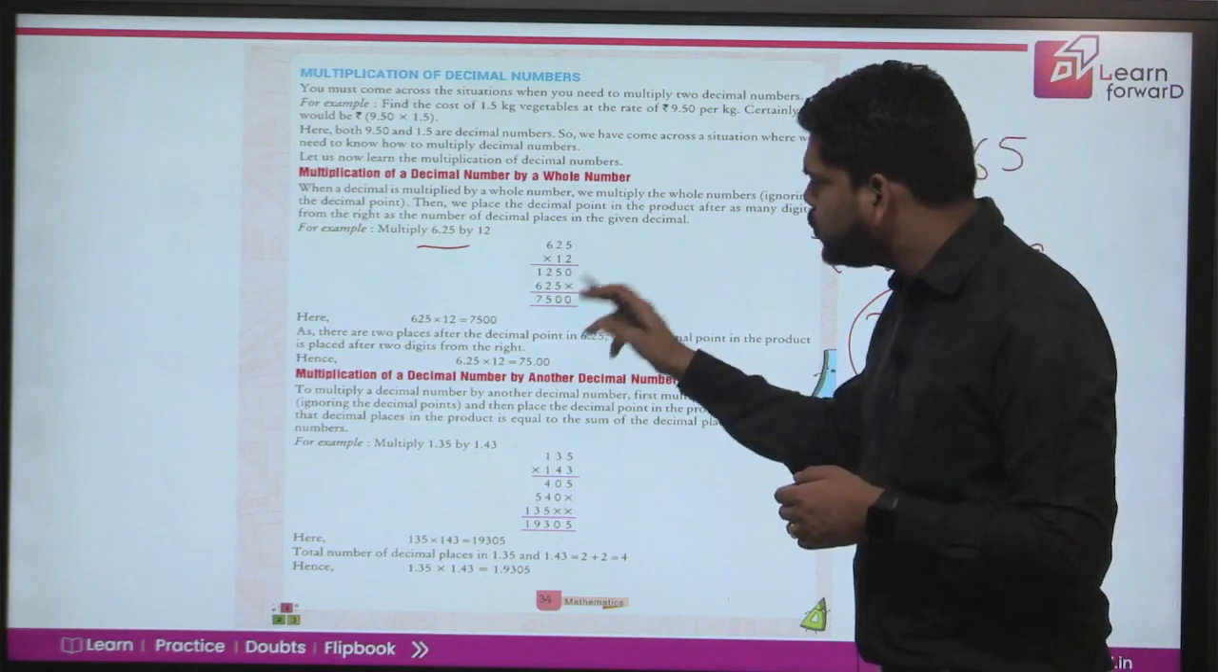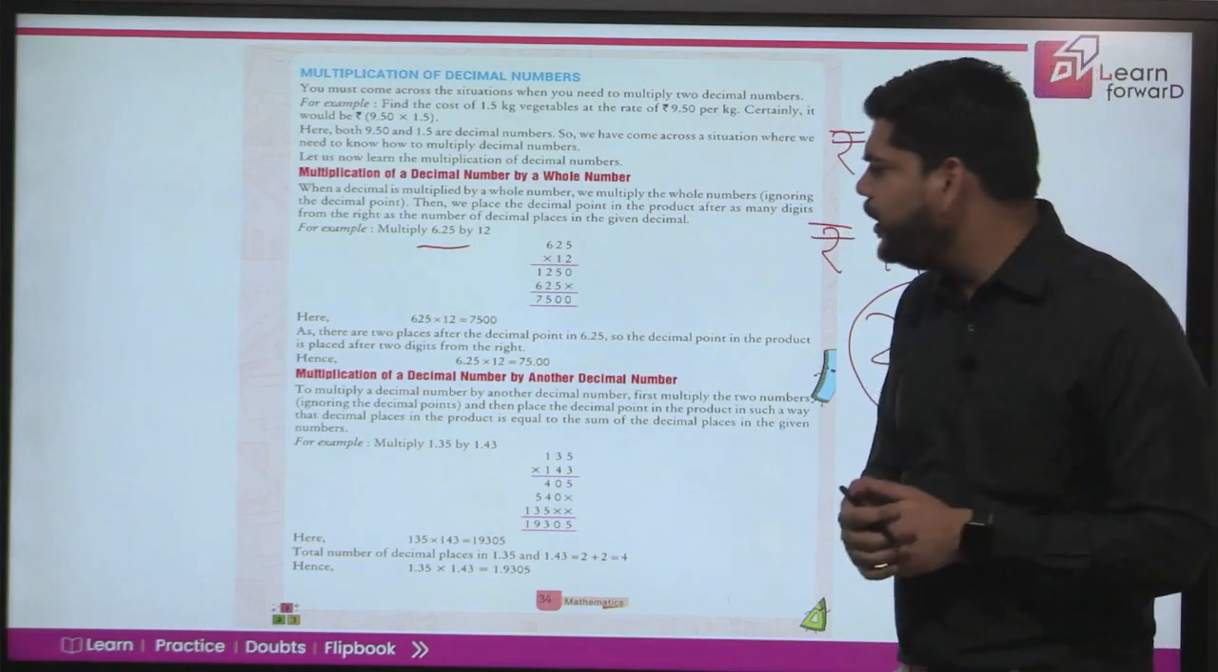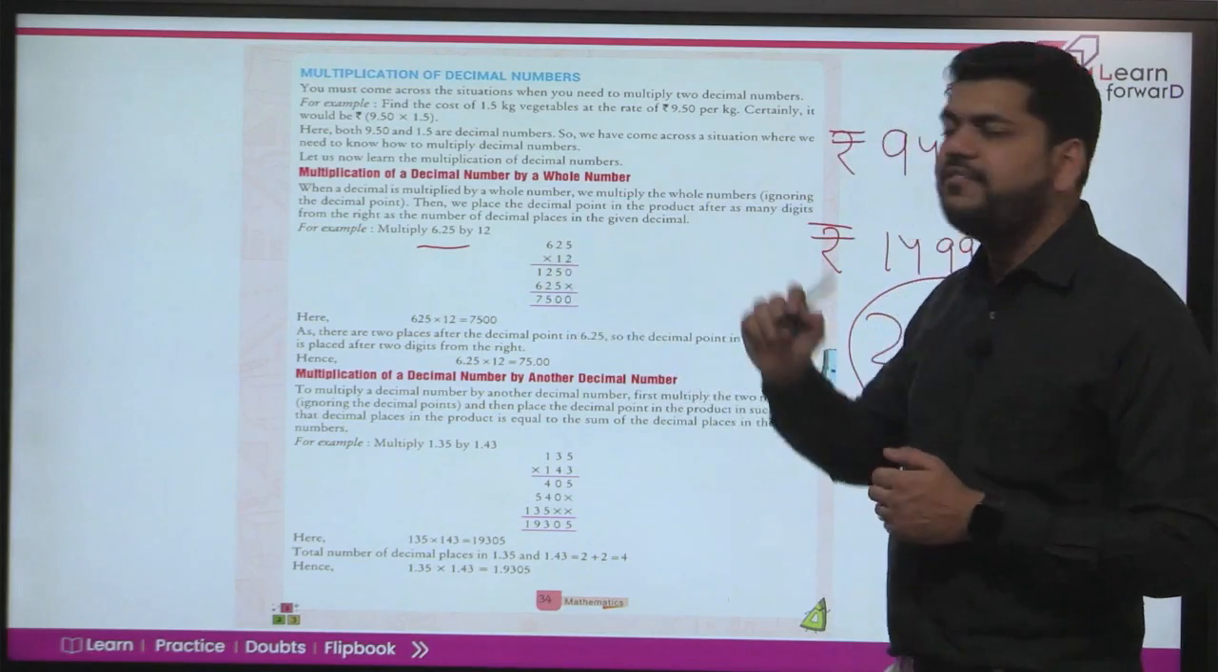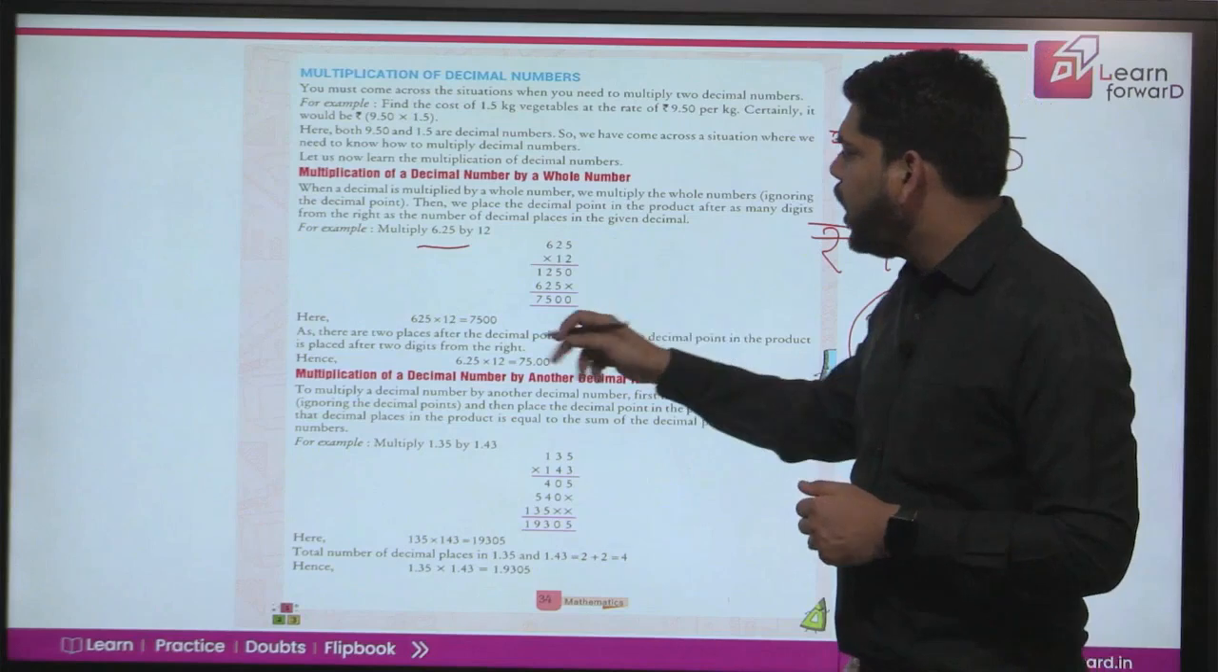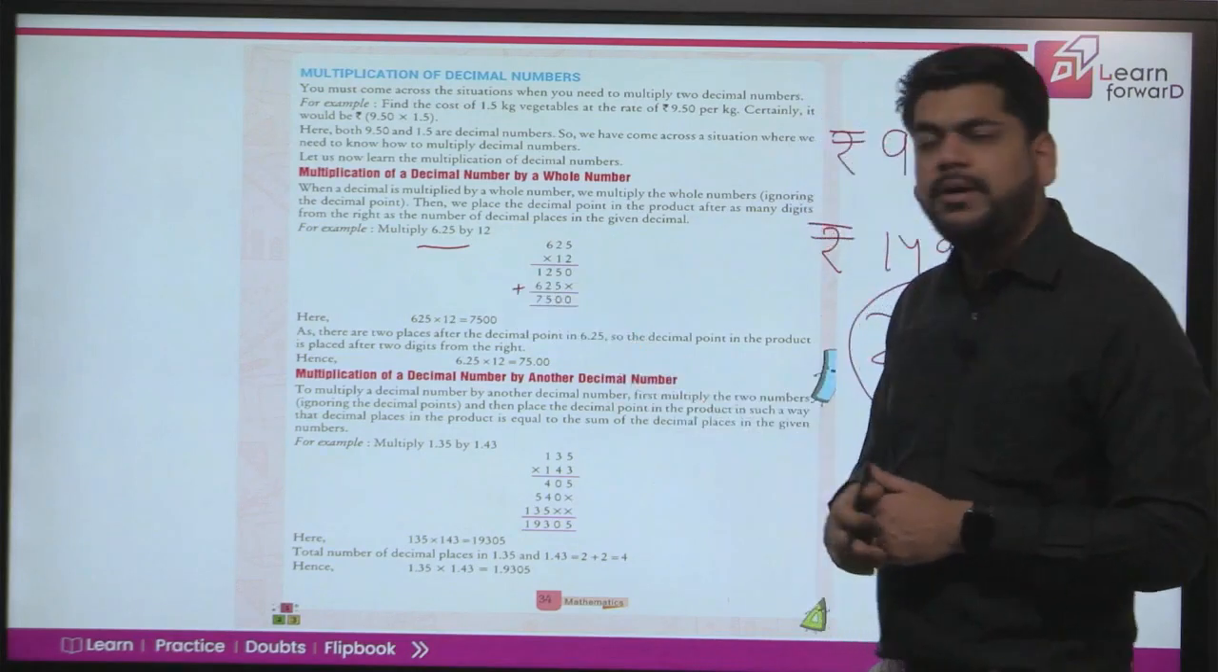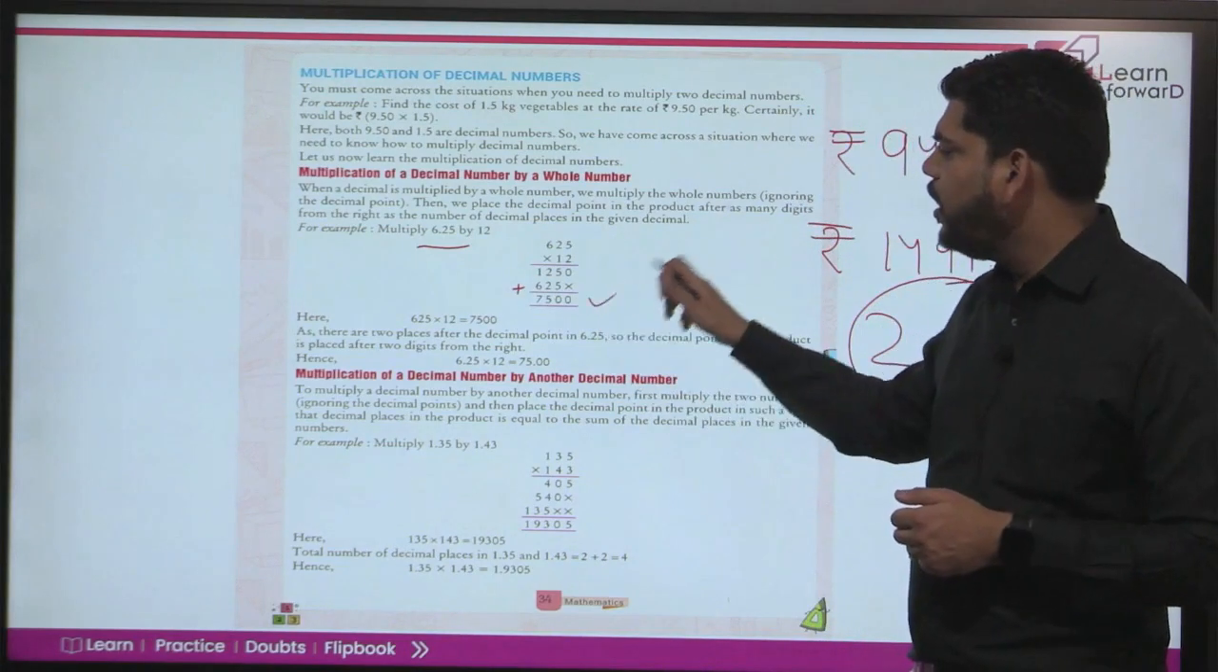Then put a cross below 10 because this is the method you already know. Now multiply 625 with 1. Now we will add both these numbers. The answer will be 7500.